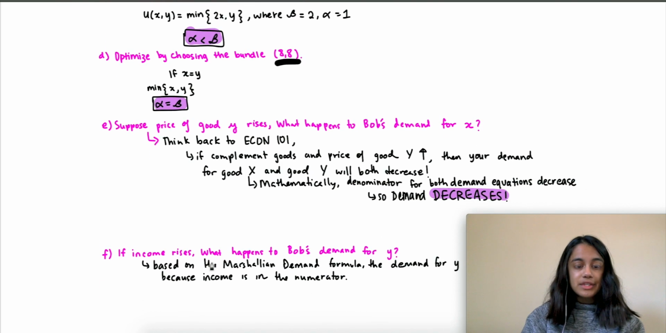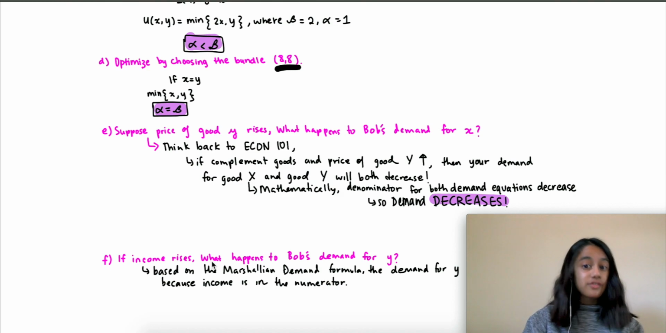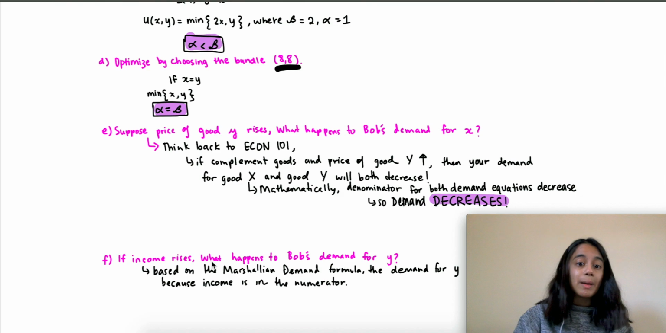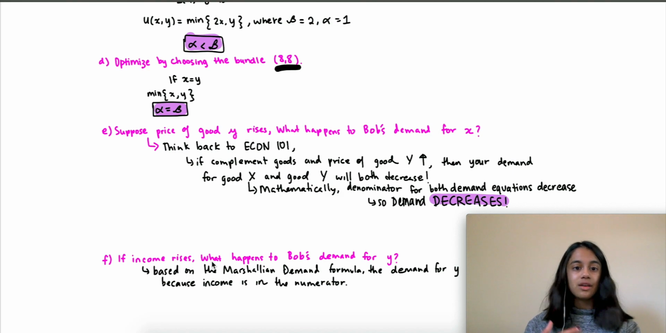Part E says, suppose that the price of good Y rises, what happens to Bob's demand for X? This is probably a trick question. Just remember that they're going hand in hand. X and Y go together. If the price of good Y is rising, then the demand for good X should be decreasing as well, because the demand of good Y also decreases. That's just a basic econ concept. Because they're complements, both good X and good Y demand will decrease since the price is rising.